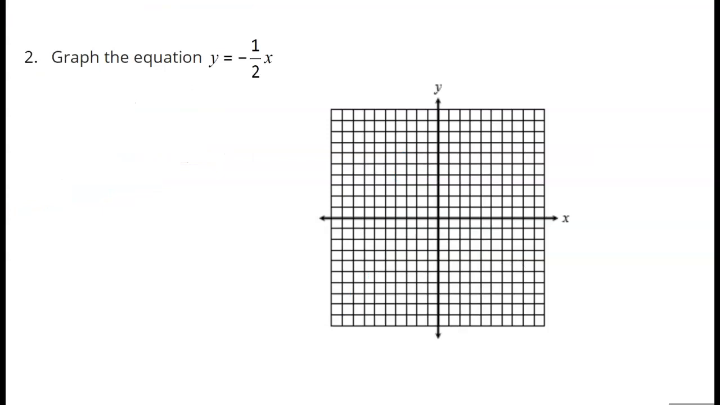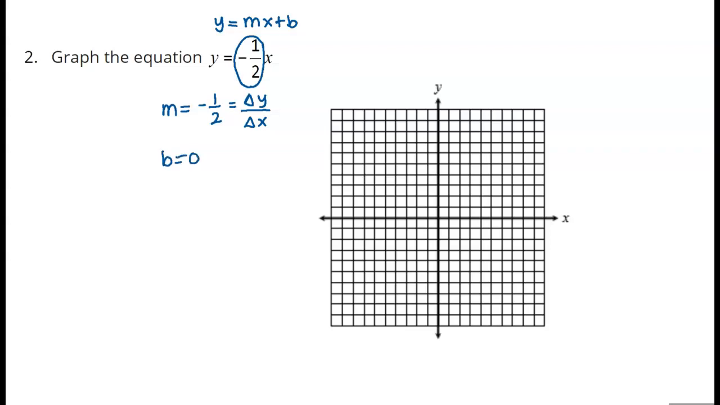Another example. Graph the equation y is equal to negative 1/2 x. The coefficient of x is our slope. So this negative 1/2 here is the slope, negative 1/2. That is the change in y over the change in x. And the y-intercept is 0 because if you look at the slope-intercept form of the line, y equals mx plus b, there's no constant in the given equation, so therefore b is equal to 0.